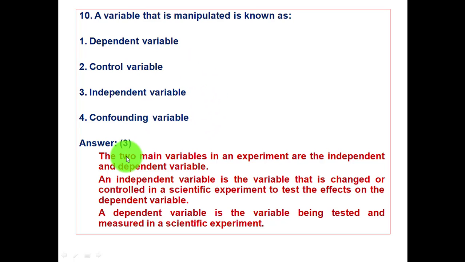So guys, do remember that there are 2 main variables in an experiment, and they are independent variable and dependent variable. Independent variable is the variable that is changed or manipulated or controlled in a scientific experiment to test the effects on the dependent variable. As you know, the dependent variable totally depends on the independent variable, and a dependent variable is the variable being tested and measured in a scientific experiment. Okay, so the question is about that variable which is manipulated. So the answer will be independent variable, that is 3. Option 3 is the correct answer.